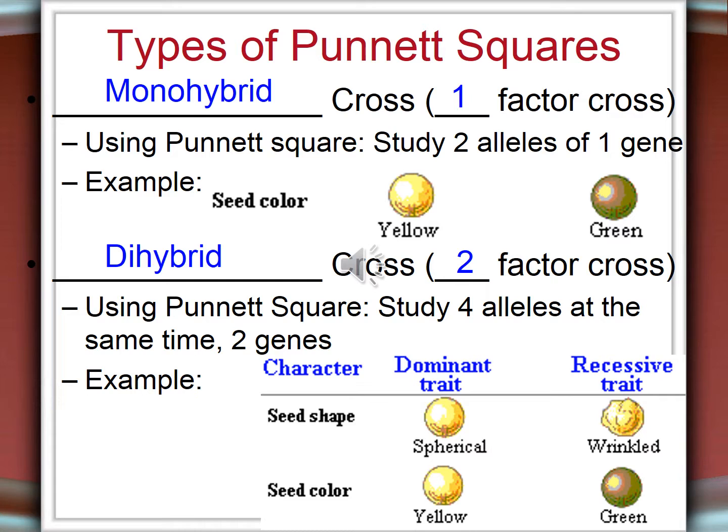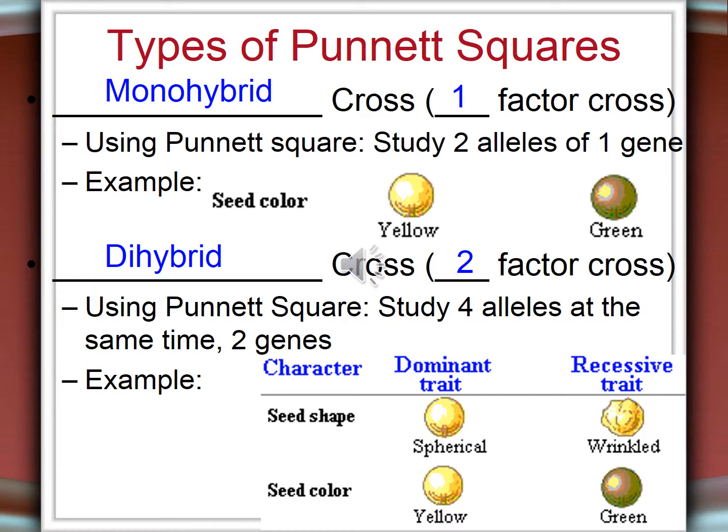There's also these things called dihybrid crosses. We're going to look at them a little bit closer in a bit. And these are used to cross two factors at a time. So you use these to create giant Punnett squares where you study four alleles at the same time, or two genes at a time. So for every gene, there's two alleles. Okay, so you can investigate, for example, seed shape with seed color.